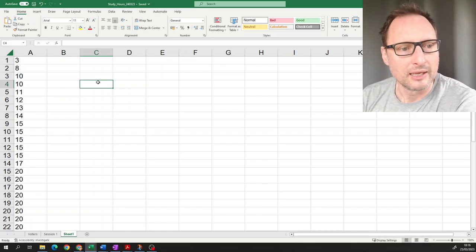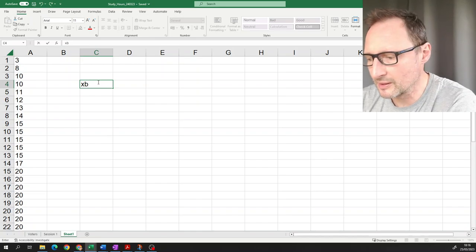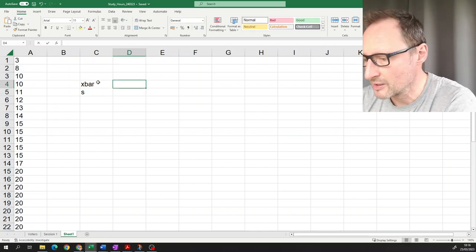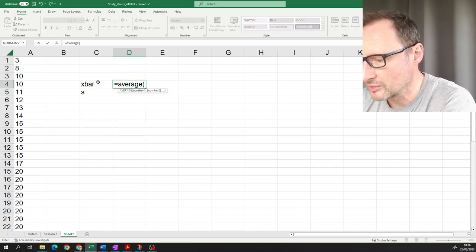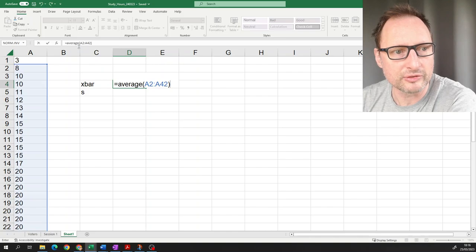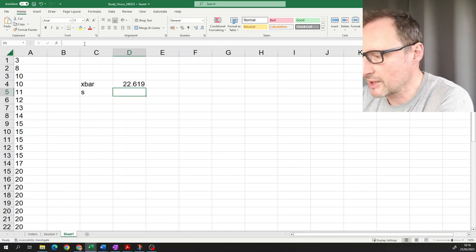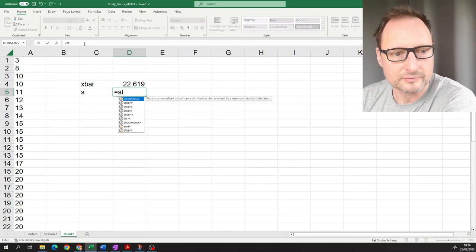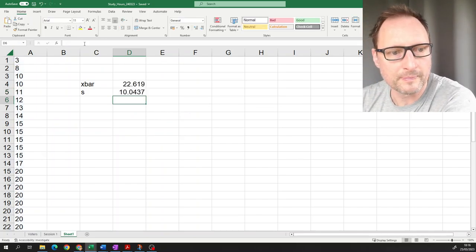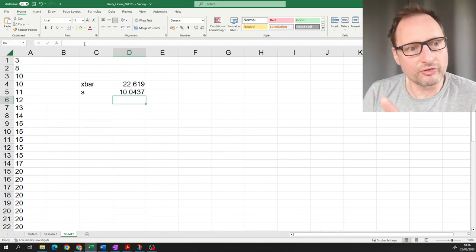Okay. So firstly, let's calculate X bar. And let's also calculate the standard deviation S. So that is the sample average of cells A1 to A42. Here we go, 22.619. And the sample standard deviation, again from A1 to A42, is 10.0437. So that's the information we need for the test.